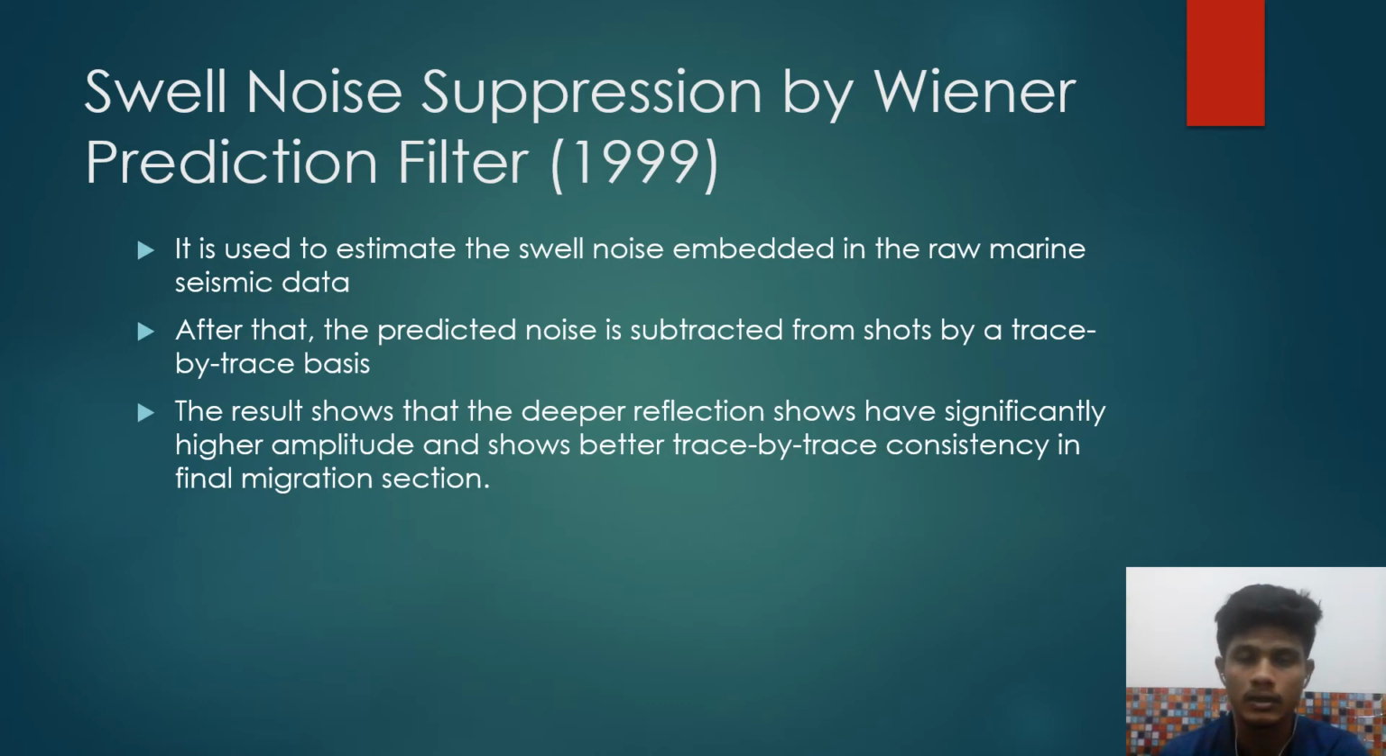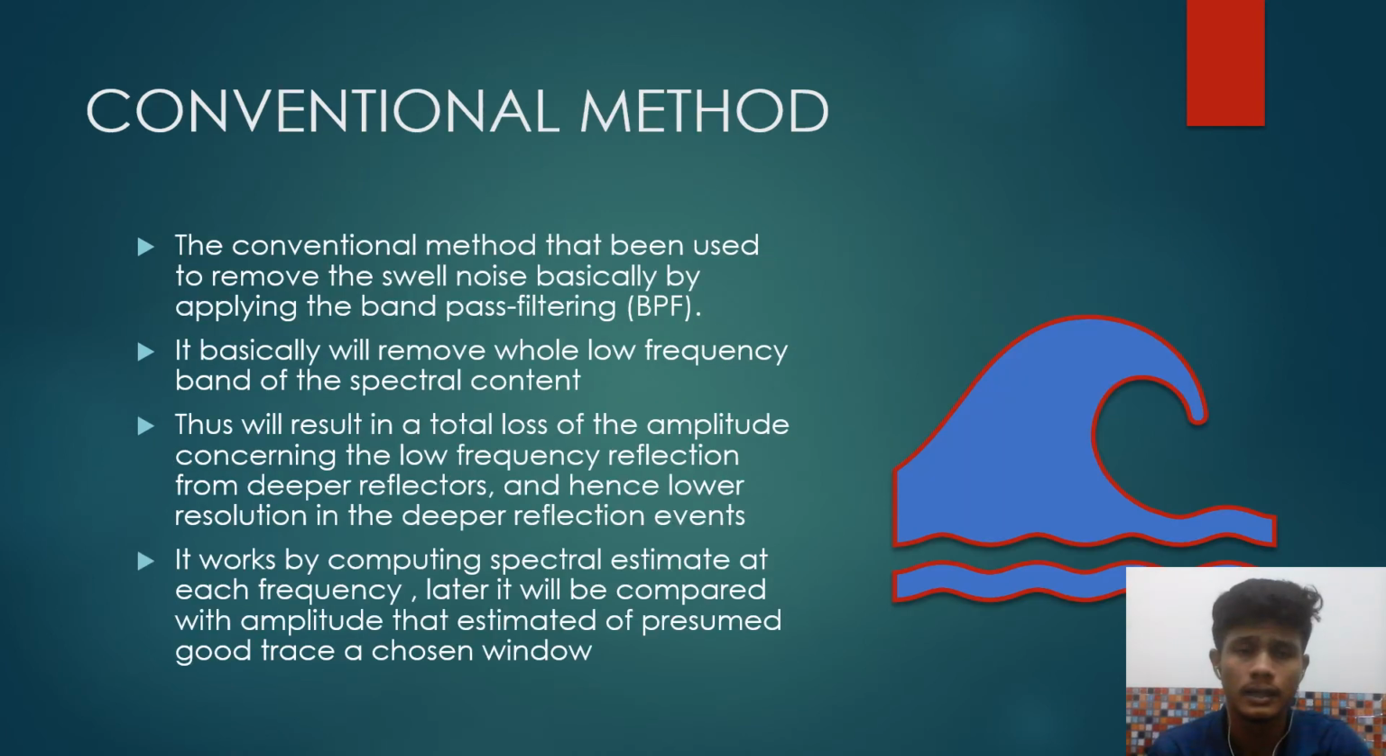So basically, this is the significant gap between researchers in order to overcome the problem in swell noise attenuation. This slide will discuss the conventional method that has been used to attenuate the swell noise, which is applying band pass filtering, or BPF. It basically removes the whole low frequency band of the spectral content. Thus, it results in the total loss of the amplitude of low frequency reflections from deeper reflectors, and hence lowers the resolution in the deeper reflection events.